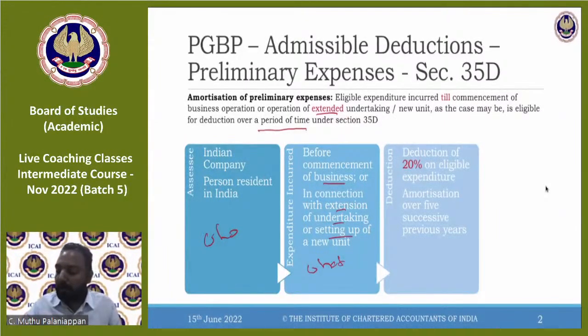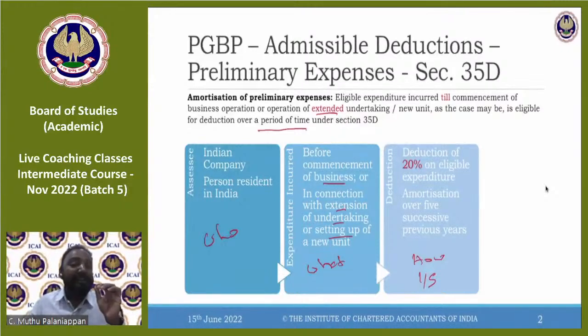Now, how much can you claim? It is 1/5 or 20% of the expenditure, over a period of 5 years.